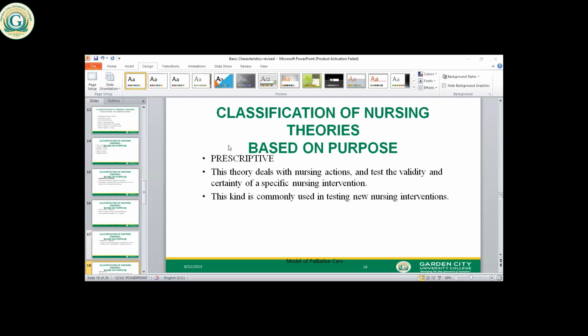So if you want to carry out an interventional study, a study that will make you test a particular thing, then straightforward, you should know that you go in for the prescriptive. You get a theory under the prescriptive theory to serve as a guide in your study. So this kind is commonly used in testing new interventions.